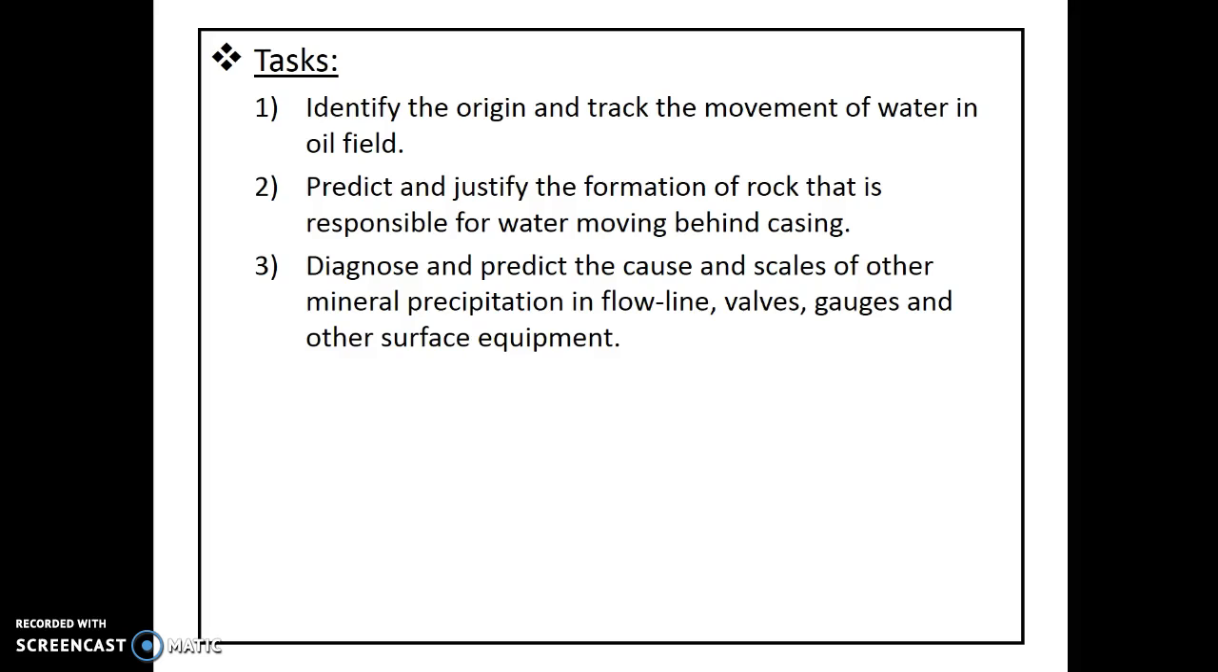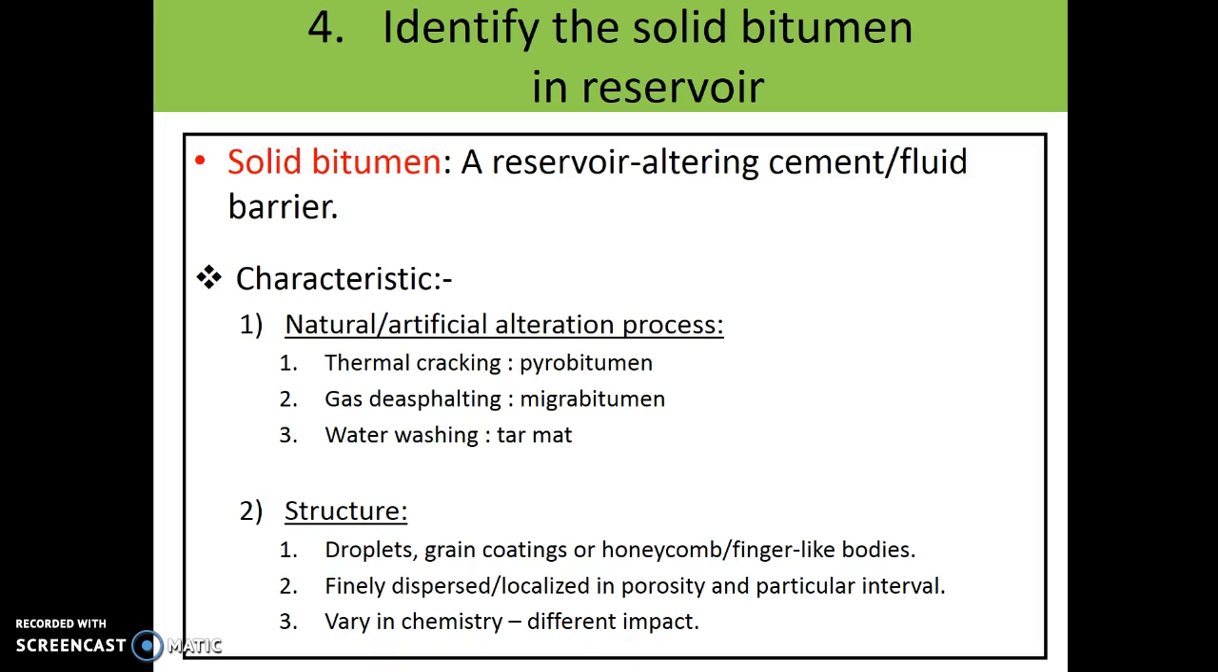And then second, predict and justify the formations of rock that are responsible for water moving behind casing. And last one is to diagnose and predict the cause and scale of other mineral precipitation in flow lines, valves, gauges, and other surface equipment.